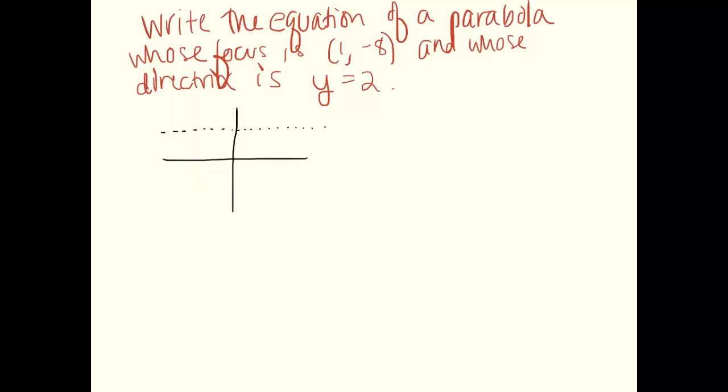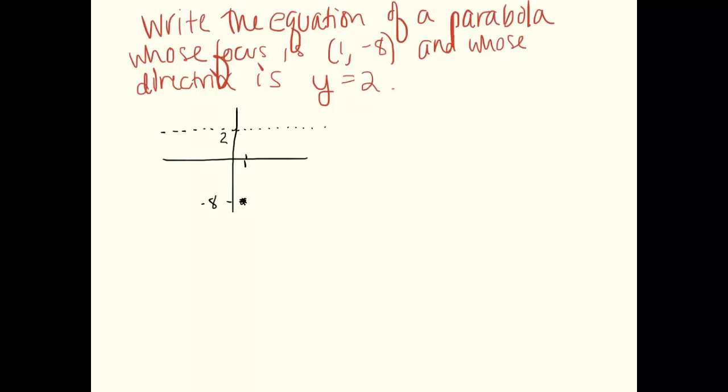Let me plot the focus, (1, -8). So here's our focus. Can you kind of imagine where the parabola is going to fall? I know the vertex will be halfway between this, so I'm going to have to figure that out. We should label this up here as 2. I guess my picture is not quite to scale, but I think that's okay.